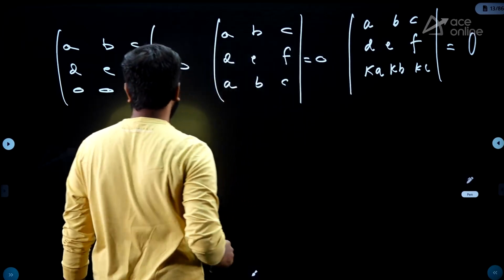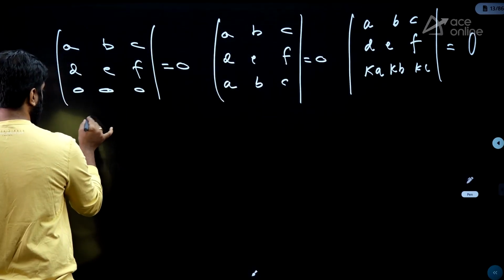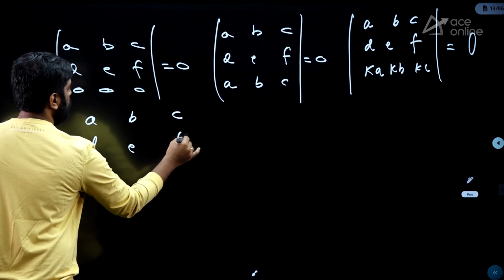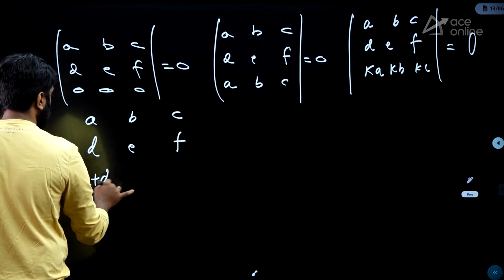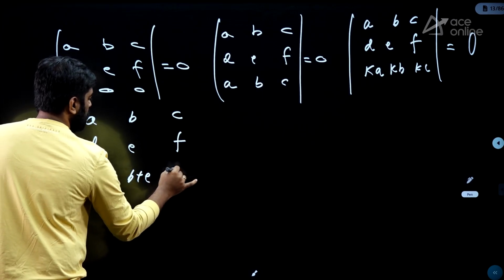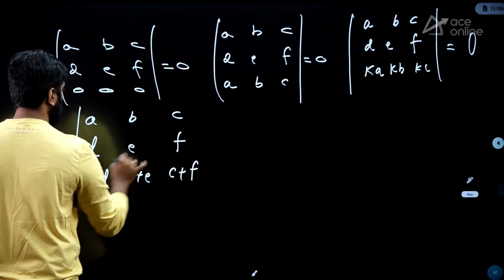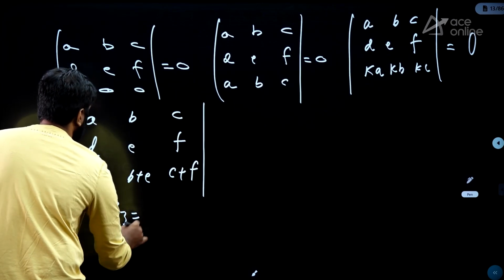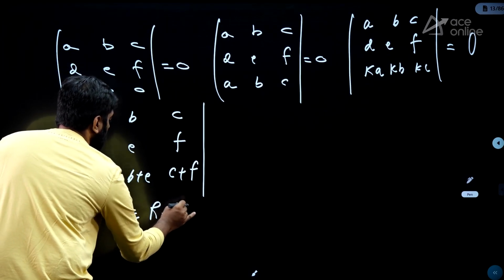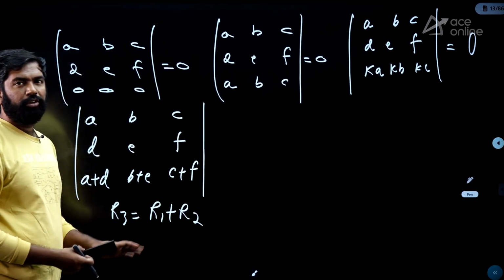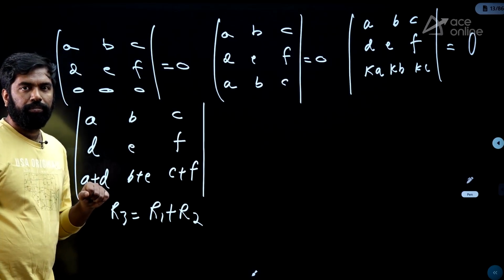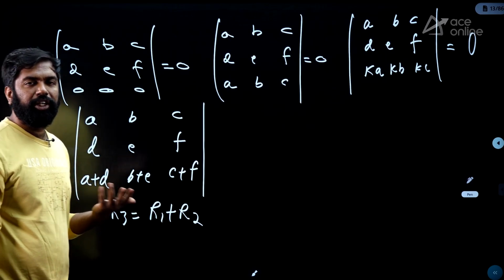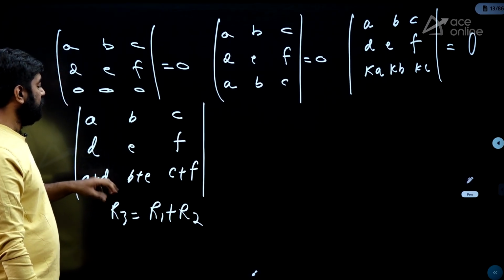Now everyone will identify this. Come on, can you identify this? A, B, C, D, E, F, A plus D, B plus E, C plus F. So what's the observation here? The observation is that R3 was created in this way, R1 plus R2. This is actually called linear dependency. There is a topic called linearly dependent and independent vectors. So there also this idea is important.